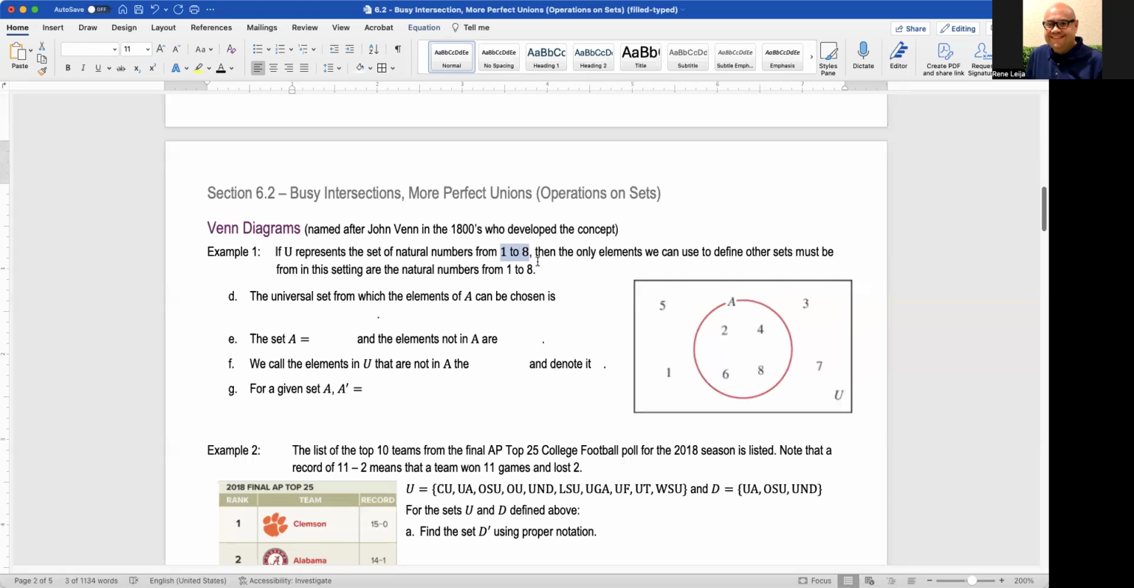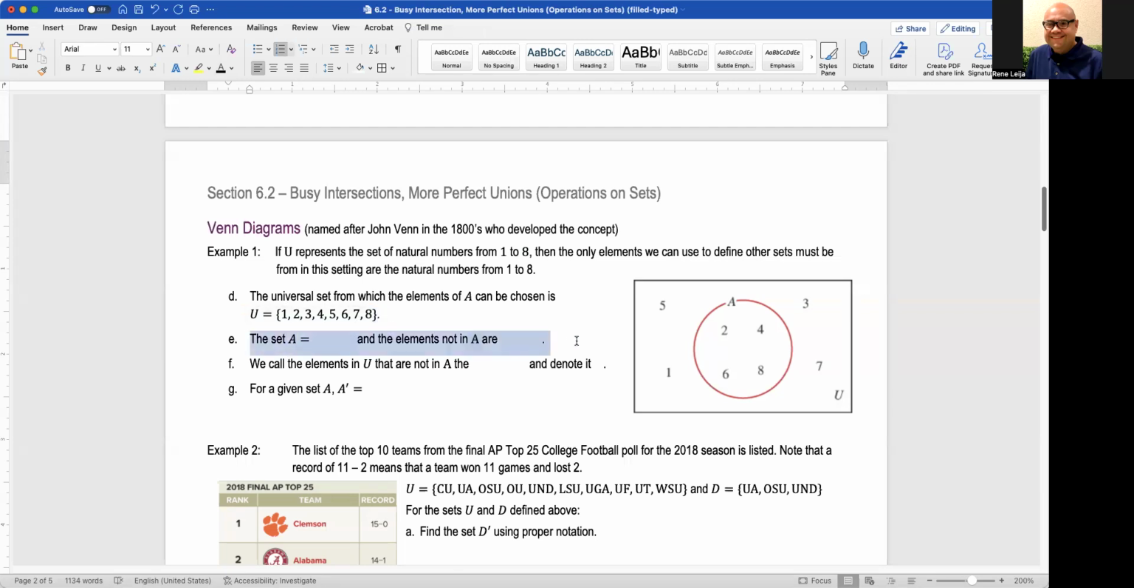If I go outside of that, then I run the risk of using values that are not in this set, which means I am looking at an empty set, things that aren't in my normal set. So the universal set from which the elements can be chosen is going to be these numbers. We just put it in roster form. Using the roster method, I listed my sets.